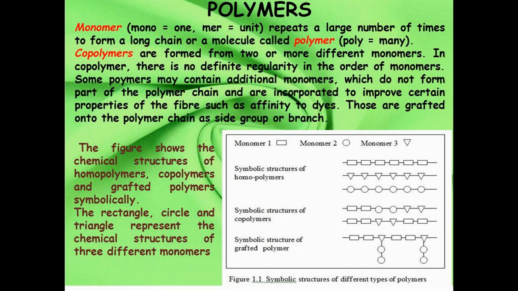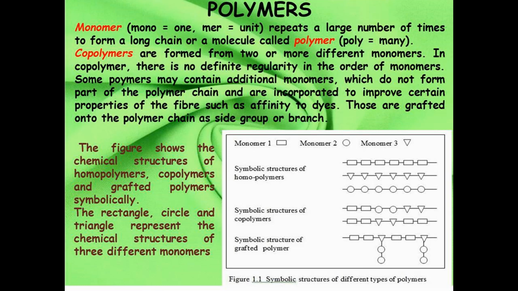Some polymers may contain additional monomers which do not form part of the polymer chain and are incorporated to improve certain properties of the fiber such as affinity to dyes. Those are grafted onto the polymer chain as side groups or branches. The figure shows the chemical structures of homopolymers, copolymers and grafted polymers symbolically.